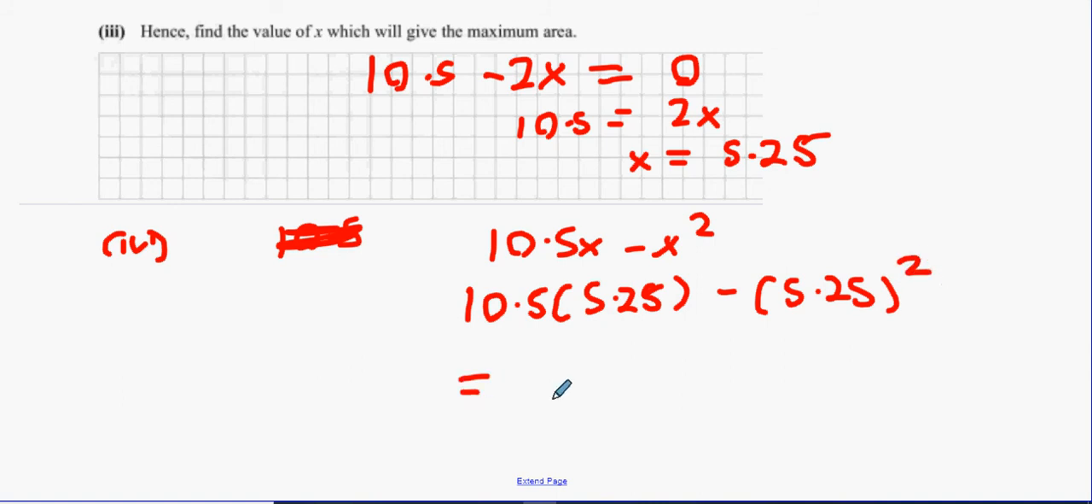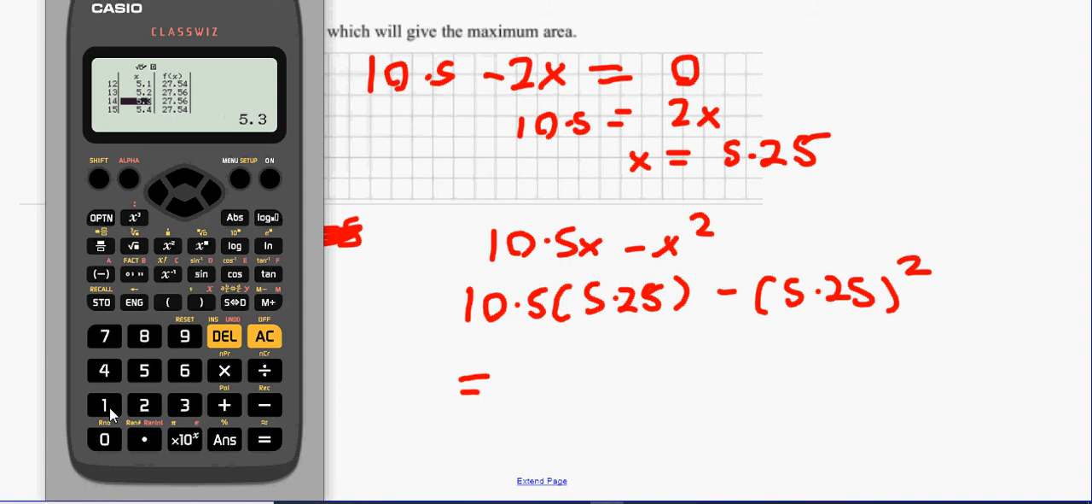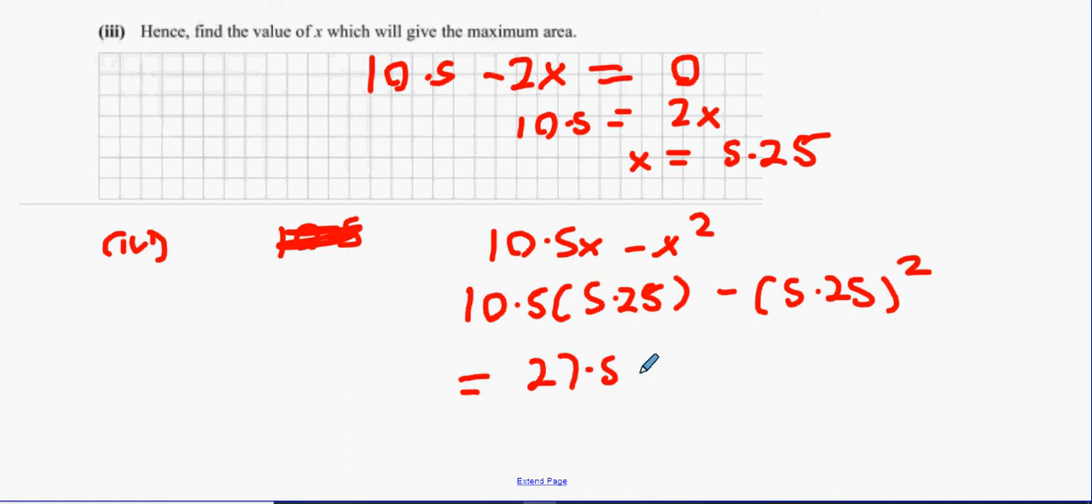Alright. Good. And we got 27.56 for the maximum area. Is that okay? So, differentiation can give you maxes and mins when you need them as well. I'll pause it there.